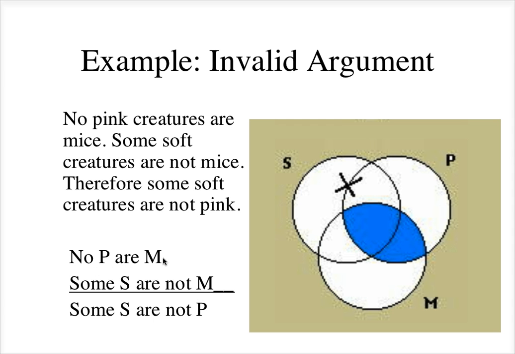First, we do the universal premise. So no P are M. That's right there. And then we have some S are not M. So we have two choices. Here's an area that is S, but is not M. And over here is another area that is S and is not M. And we don't know where it goes. So we put an X on the line here.